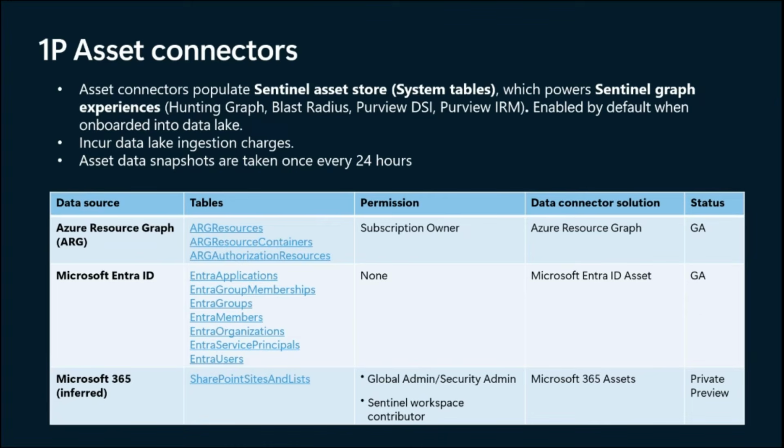We recently started a private preview of Microsoft 365 assets, which starts with SharePoint sites and lists. These assets are inferred from Microsoft 365 audit data, so you would need the Microsoft 365 audit, the Office data connector, to be enabled for these assets to be ingested. This is in private preview currently. We are working on making this public preview pretty soon, and then we'll expand the assets from SharePoint to Exchange and Teams as well.